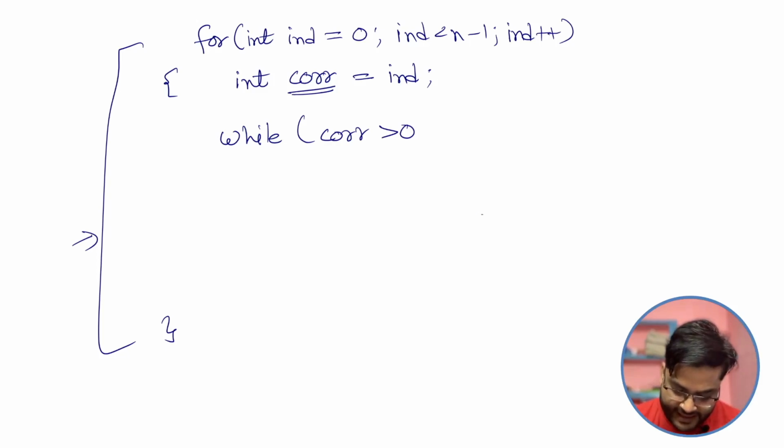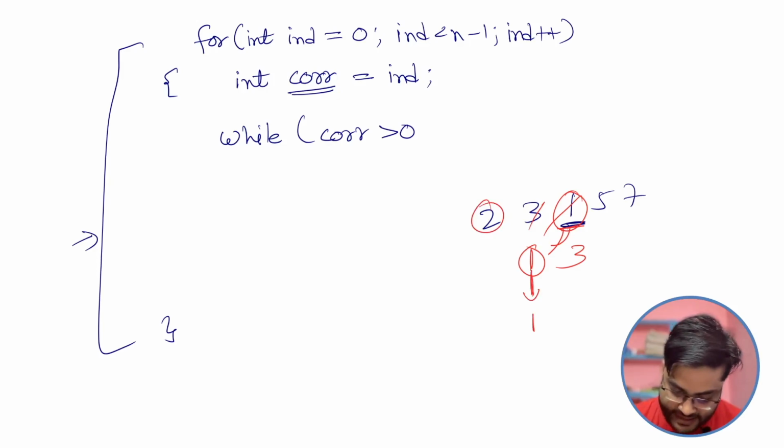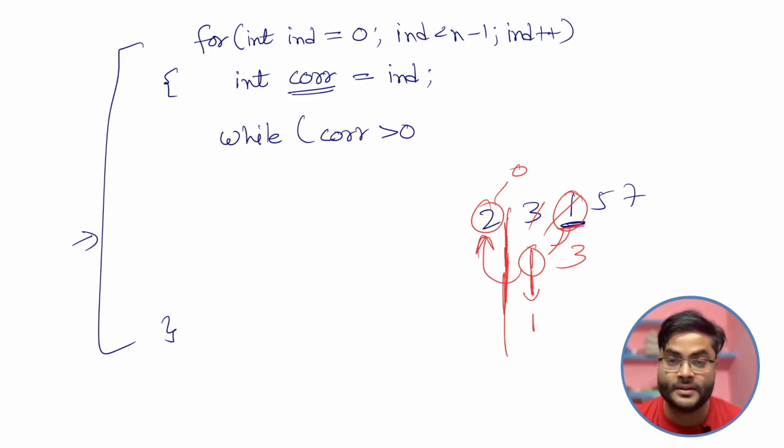Let's say we have an array 2, 3, 1, 5, 7. If I am at this position, I will compare this with this. So first it will be 3 and 1. Then I will compare 1 with 2, so it will be at index 1 and index 0. We will compare till here. This will be our last comparison. We can compare only when we have at least one element before.